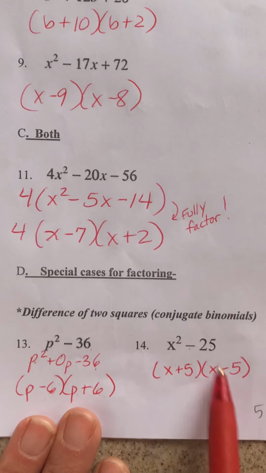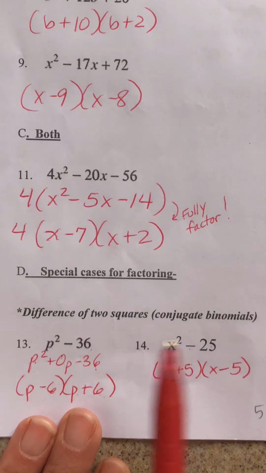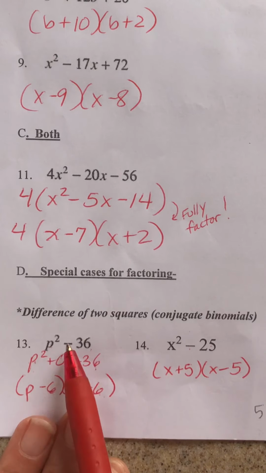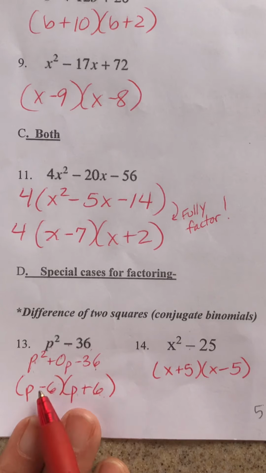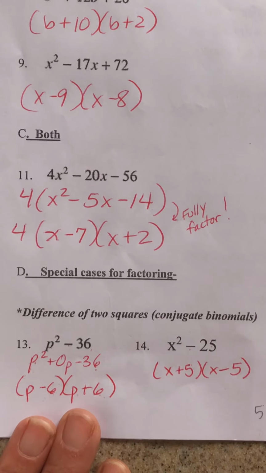Again, these are called conjugate binomials because it's exactly the same except one is a plus and one is a minus. So the difference of two squares, if you see two perfect squares and there's a subtraction, it will factor into conjugate binomials. So that's on tonight's homework.